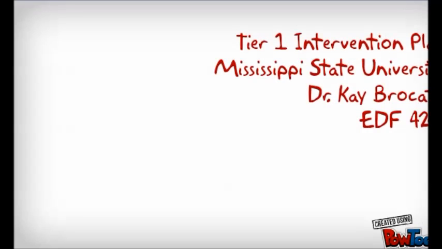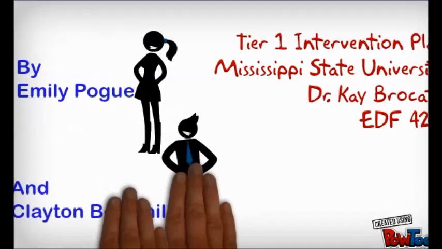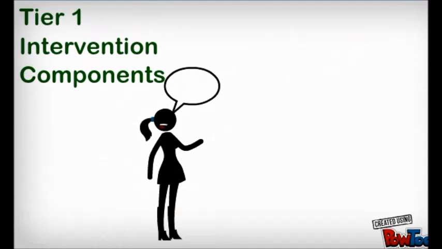This is a Tier 1 intervention plan from Mississippi State University's Dr. K. Ricardo's class, EDF 4243, by Emily Pogue and Clayton Berryhill. Here are the 5 components of this intervention plan.